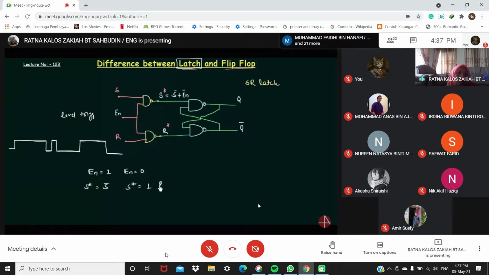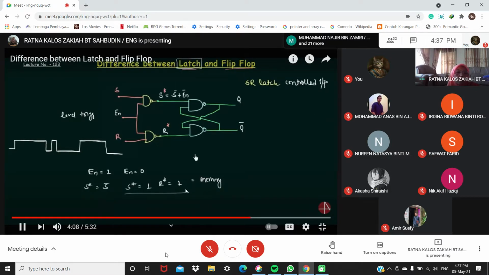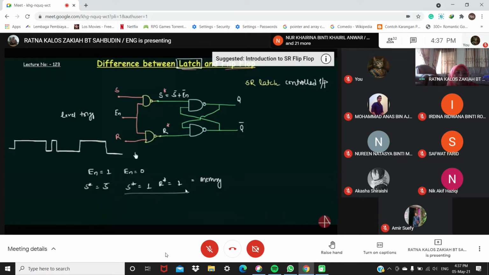Similarly, R star will also be equal to 1 because enable is given as the input to both of these NAND gates, and whenever there is an SR latch with NAND gates, 1 1 is what? Your memory. So whatever the value or the state stored in this latch is stored until we change En. So that's why we call it SR latch with control input. So this is the working for this, and in this case, when there is enable, we call it a latch.